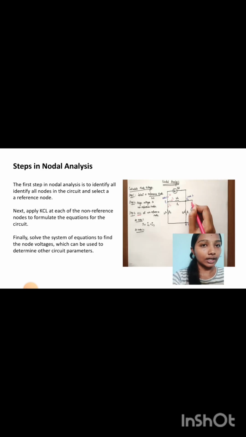Steps in nodal analysis. The first step in nodal analysis is to identify all nodes in the circuit and select a reference node. Next, apply KCL at each of the non-reference nodes to formulate the equations for the circuit. Finally, solve the system of equations to find the node voltages, which can be used to determine other circuit parameters.